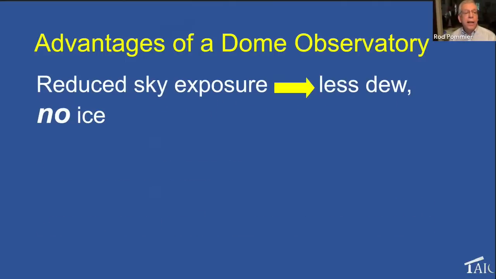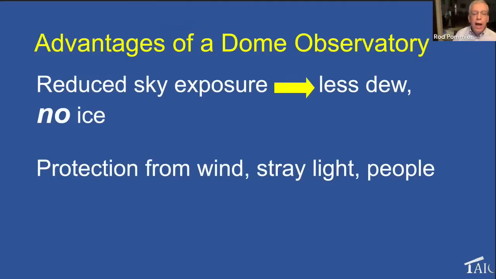Now, this has also some disadvantages. And one is that you're going to have much reduced sky exposure. So with the reduced sky exposure, you get less dew, not no dew, but less dew. And you won't get any ice. I mean, there have been nights where I've had my Compustar 14 in the observatory working, and I have my C8 out on the driveway. On a cold night, the C8 would form ice. I have never, ever seen ice form inside my dome.